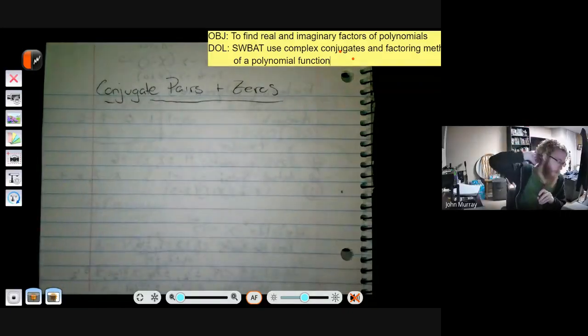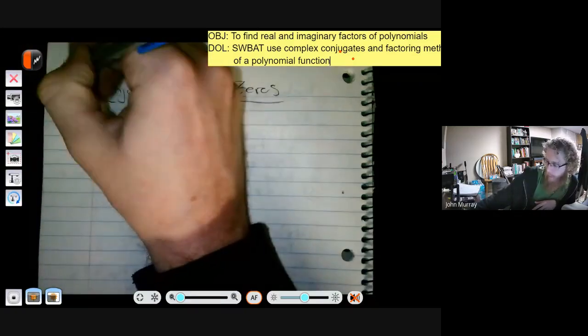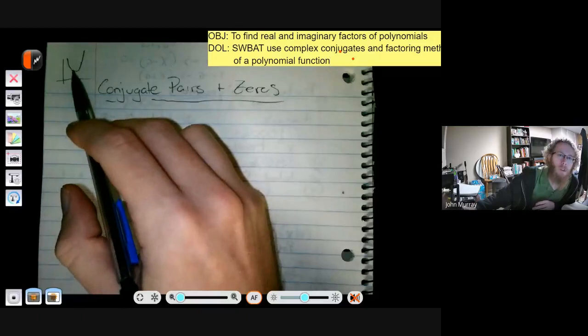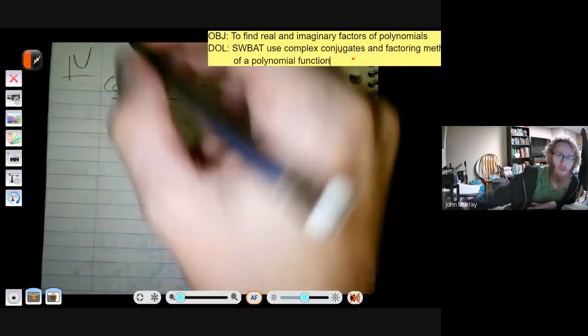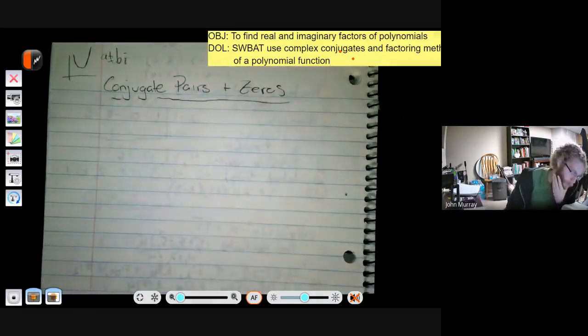Okay, so today we're talking about the last topic with polynomials: conjugate pairs and zeros. Like I've mentioned, a polynomial, a quadratic or cubic function, can have imaginary complex roots, right? If I have a parabola that never touches the x-axis, it still has roots. They're just complex numbers, right? Maybe a plus or minus bi.